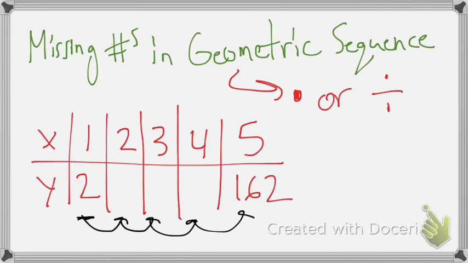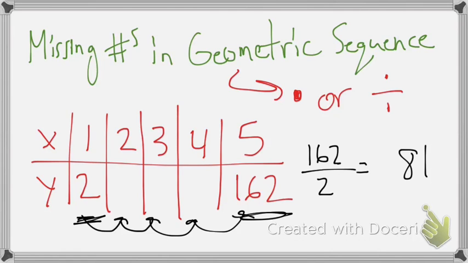So you still start with the last and the first, but you start with division this time. So we start with 162 divided by 2. That would be 81. But now we already divided, so we're not going to do that again.